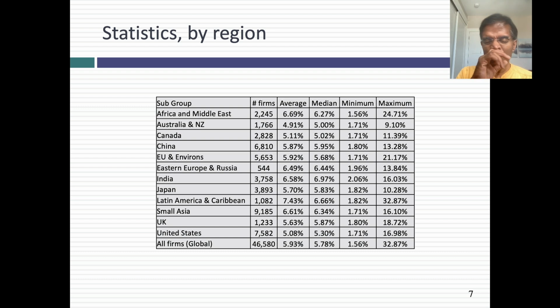So again, look at the descriptives, and let's start by looking at the average and the median, those measures of central location, by region of the world. If you look at African and Middle Eastern companies, and you can see I'm working with very big sample sizes, 2,245 companies, the average cost of capital across companies was 6.69%. The median was 6.27%. And if you go across the world, you can see it cuts both ways. In some parts of the world, the average is higher than the median, which tells you that the skewness varies. There are some parts of the world where you get a positive skew on cost of capital, some parts where you have negative skew.